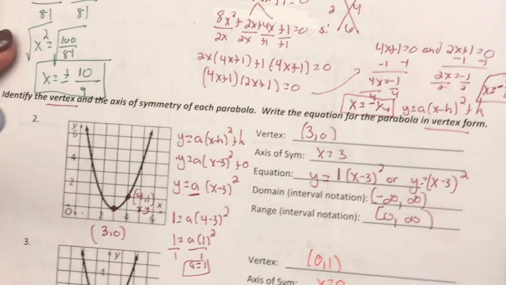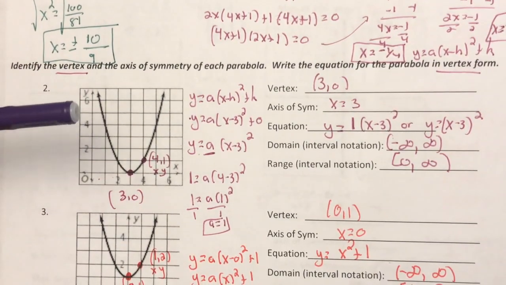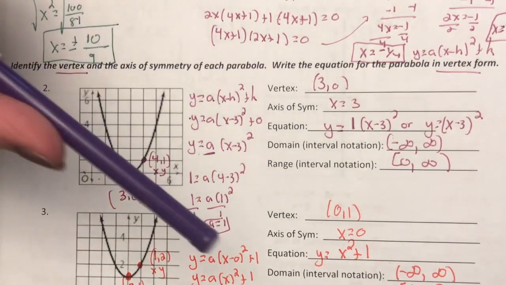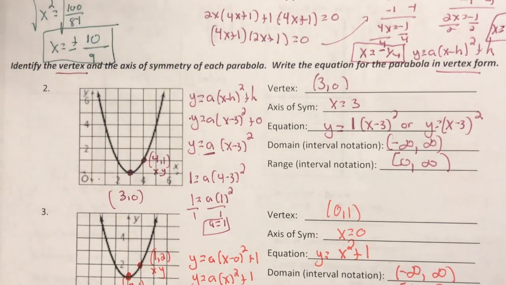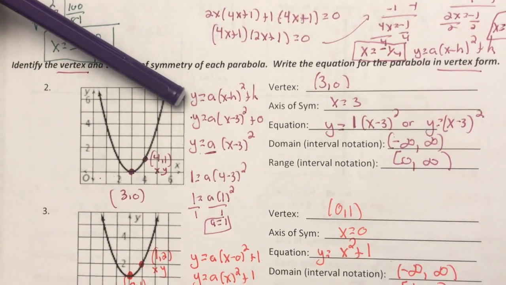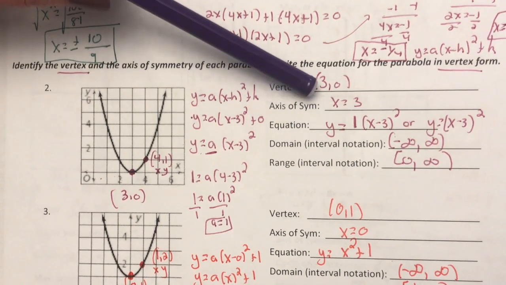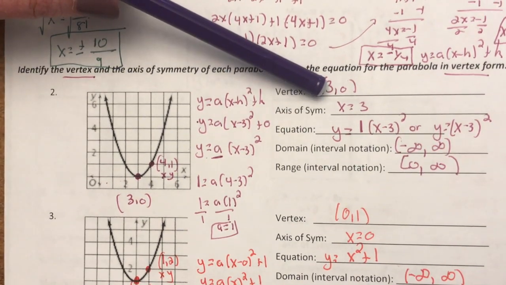You'll look at your graph, and you're going to identify a vertex, the axis of symmetry, the domain and range, as well as write the equation in vertex form. So you need to know that this is what vertex form looks like. Looking at the graph, our vertex is 3, 0, so our axis of symmetry is equal to the x coordinate.